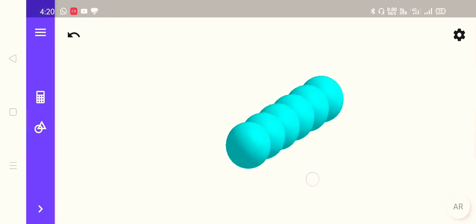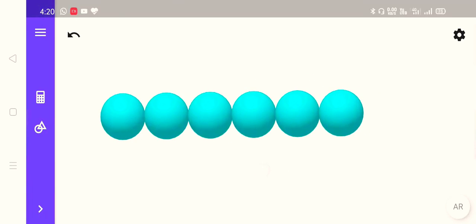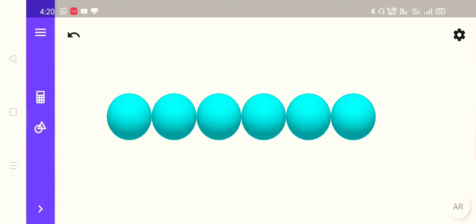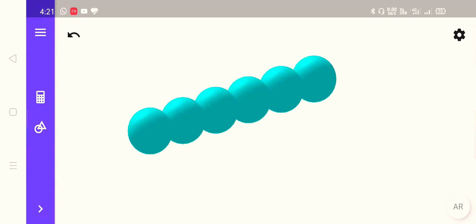As we can see, we arranged constituent particles which are identical to each other in a single row, and each sphere or constituent particle is in contact with two other constituent particles. So that means each particle or sphere will have coordination number equal to 2. This is an important point. Each sphere is in contact with two neighboring spheres, that's why its coordination number is 2. So in one dimension, coordination number is equal to 2.